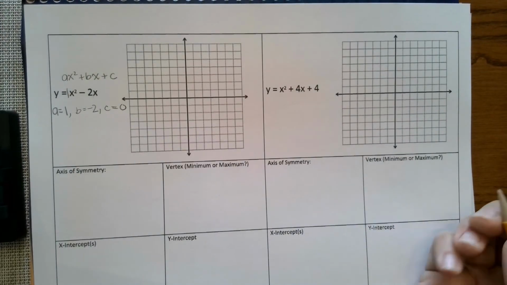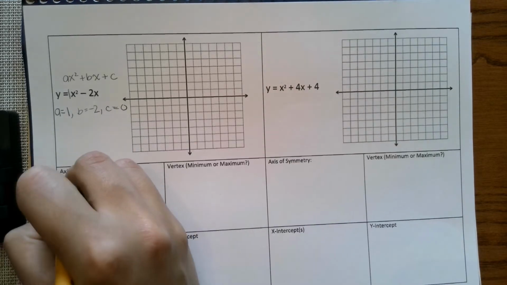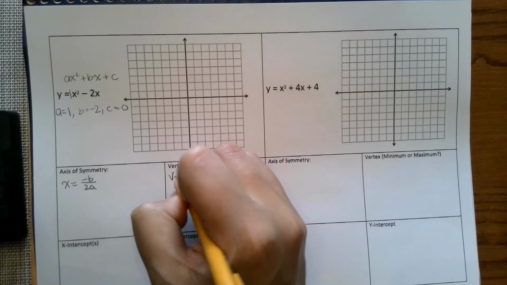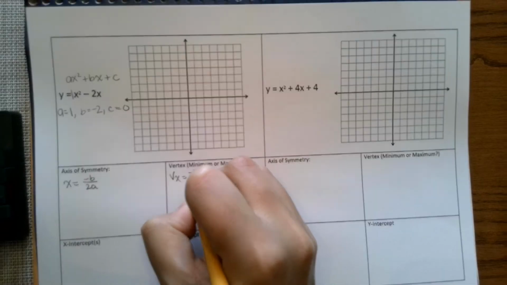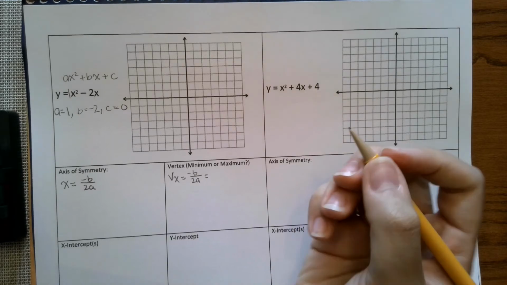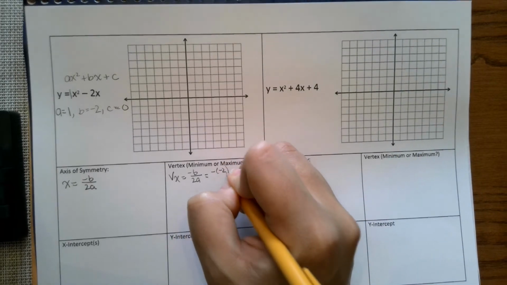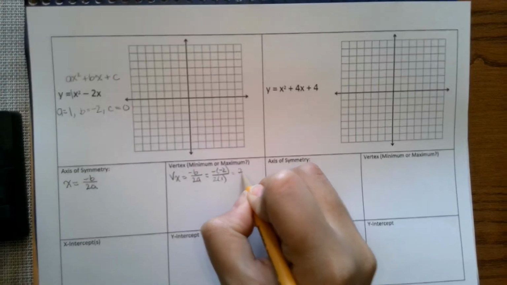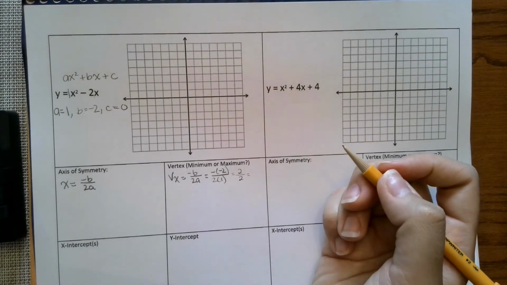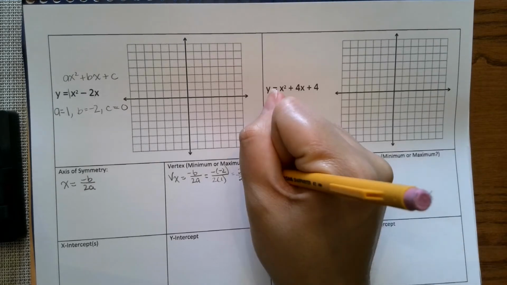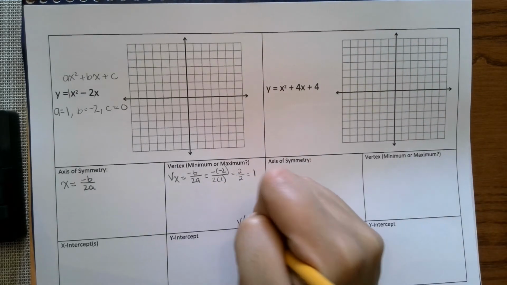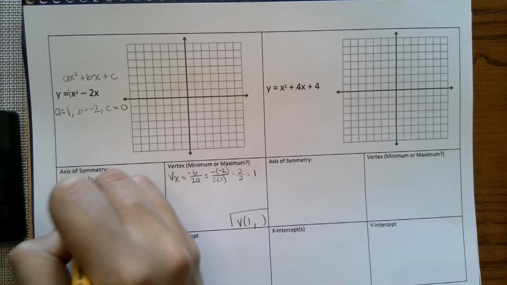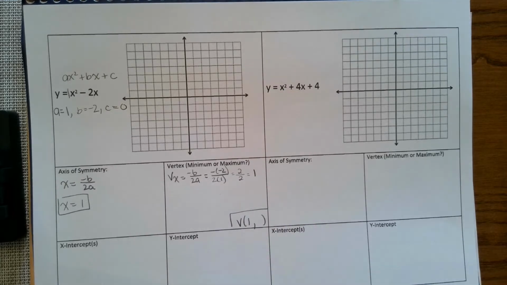Okay, so as before, we'll go ahead and find both the vertex and the axis of symmetry first. The x-coordinate of the vertex is -b over 2a. For this one, I get the opposite of -2 over 2 times 1. The opposite of -2 is +2 over +2, which gives me the x-coordinate of my vertex as 1. And I can go ahead and fill that in here. So I know my axis of symmetry is when x equals 1.